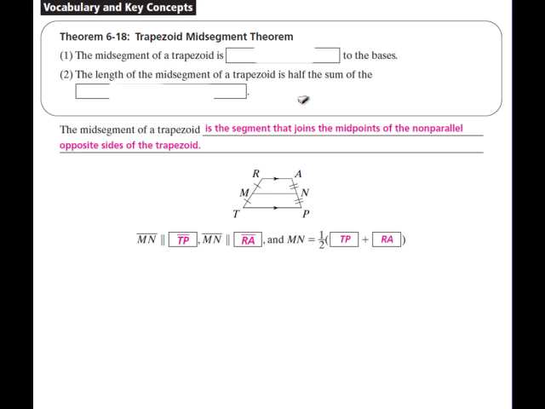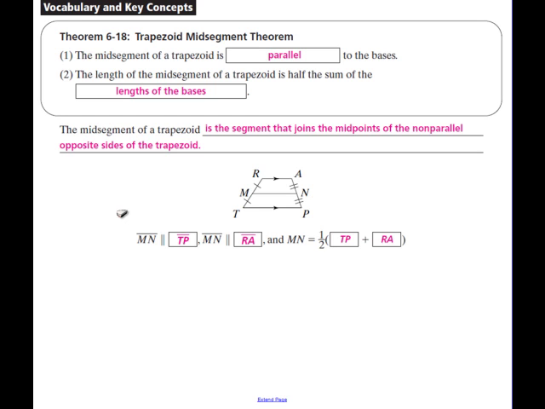The trapezoid mid-segment theorem essentially just says that the mid-segment is parallel to both of the bases, and that the length of the mid-segment is half the sum of the lengths of the bases. So just like we talked about here, the mid-segment MN is parallel to both RA and TP. That's part 1 of the theorem. Part 2 tells us that if we take the average of the two bases, TP and RA, their lengths, right, add them up, divide by 2, we get the length of MN.